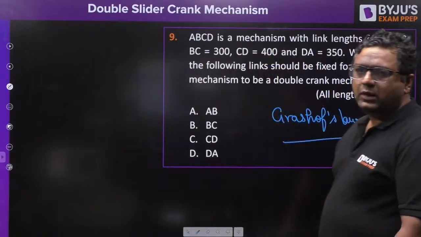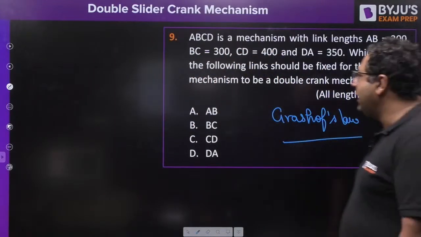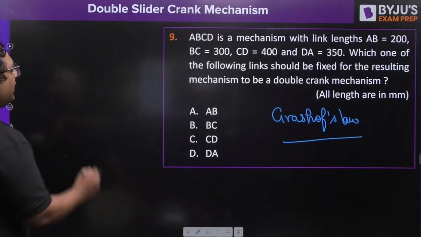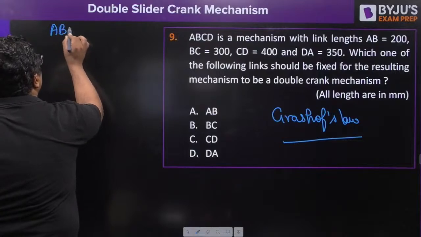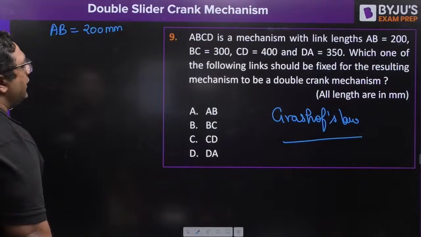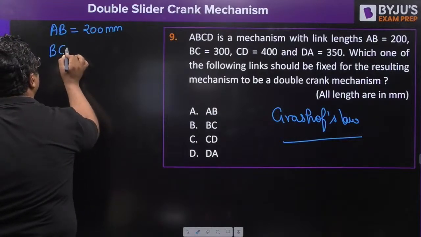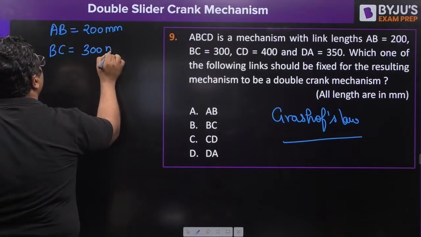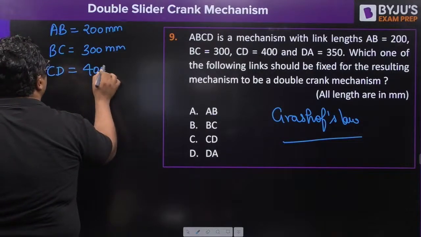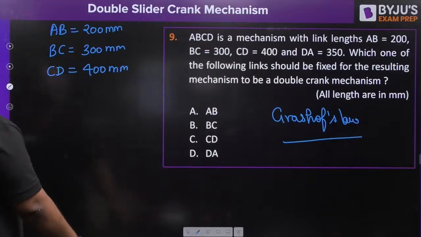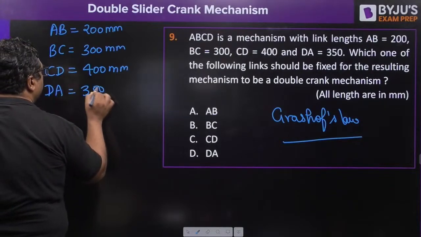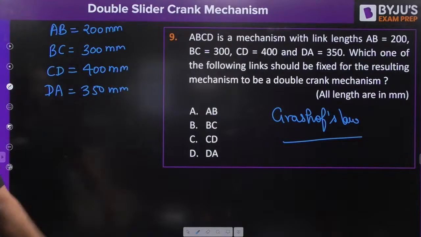Bhavya is saying the answer is AB. Anybody else? So it is mentioned that AB is 200 mm, BC is 300 mm, CD is 400 mm, DA is 350 mm. Which one of the following should be fixed?